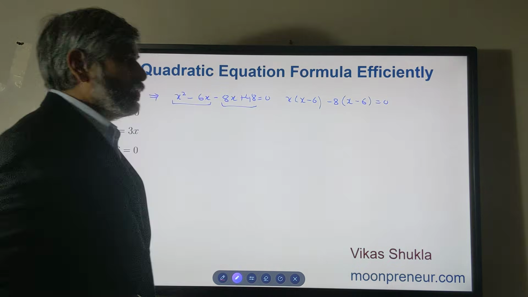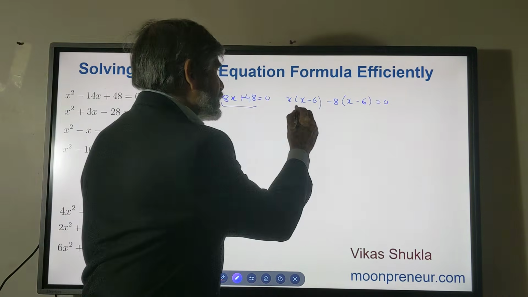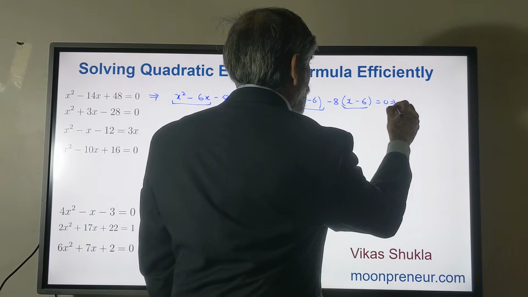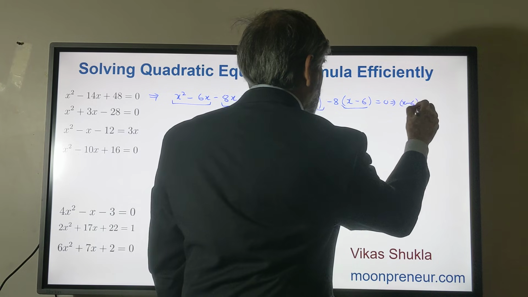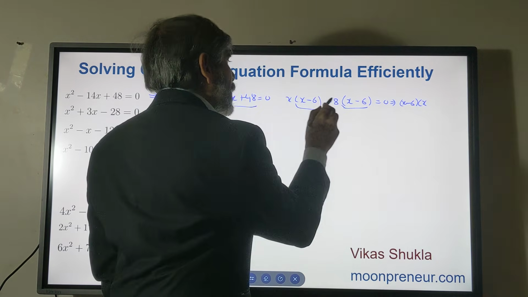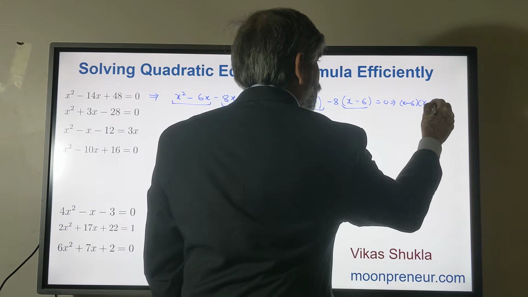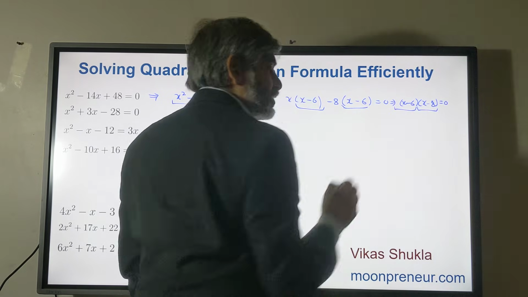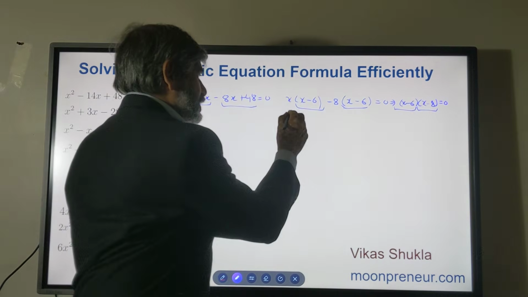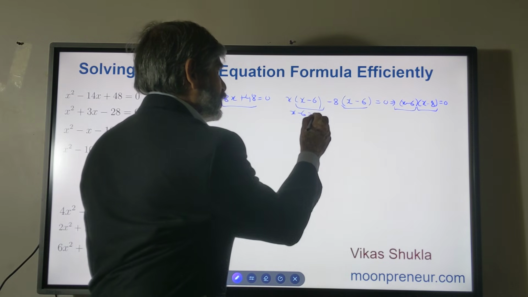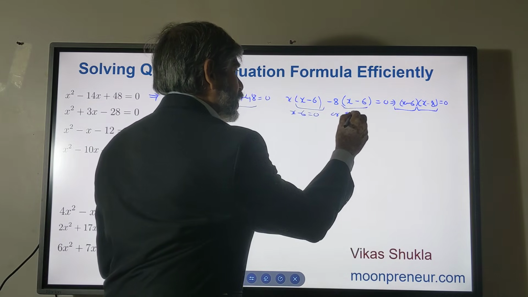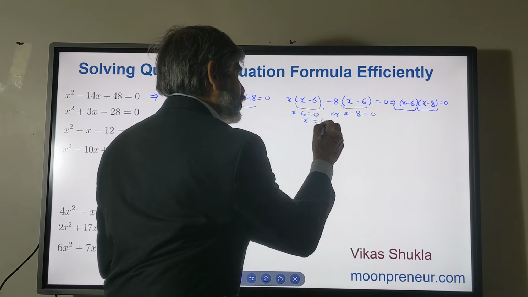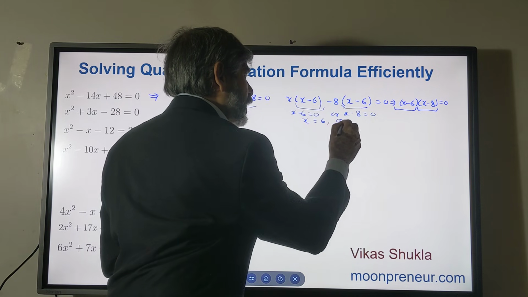And from these two, we see that x minus 6 is common, and this is something most of you probably already know. It's x minus 6 into x minus 8 equal to 0. So either this is 0 or this is 0. So we have either x minus 6 equal to 0 or x minus 8 equal to 0. That means x value is given to be 6 or 8.